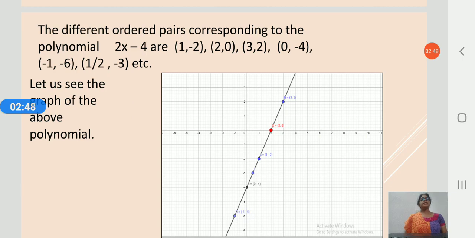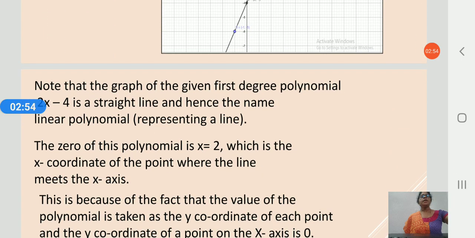Now we can see this graph intersects the x-axis at one point. That is, the graph of the first degree polynomial 2x minus 4 is a straight line, and hence it is called a linear polynomial, or representing a line. The graph intersects the x-axis at (2, 0).